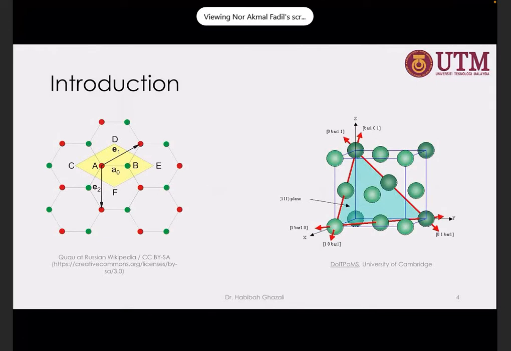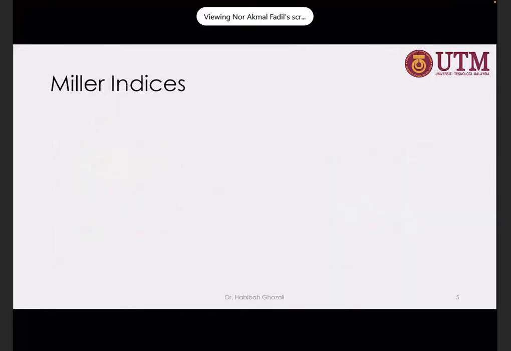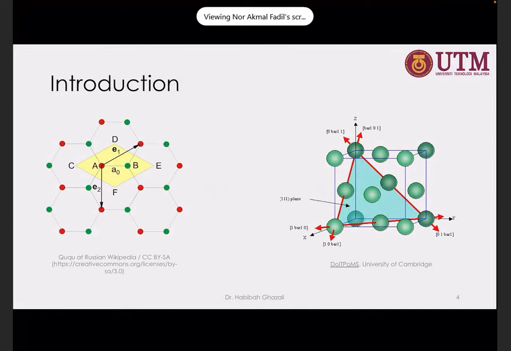For example, this is an FCC structure. When we give a load, the atoms have a certain tendency to move based on the crystal structure. Look at this direction.